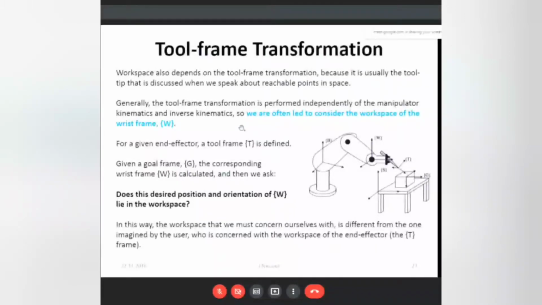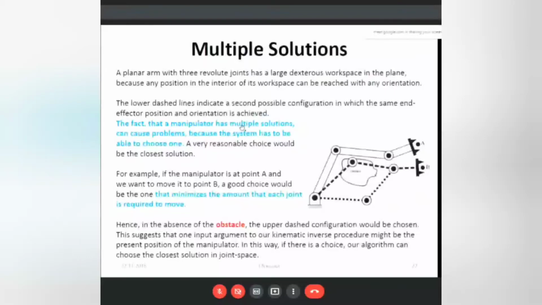Now we can see a planar arm with 3 revolute joints has a large dexterous workspace in a plane. You can see a large dexterous space, because any position in the interior of the workspace can be reached with any orientation. If you rotate here, it will reach here. If you rotate here, it will reach here. So it has a large amount of dexterous area. The lower dashed line indicates a second configuration. So you can see here the first position and the second position of that.